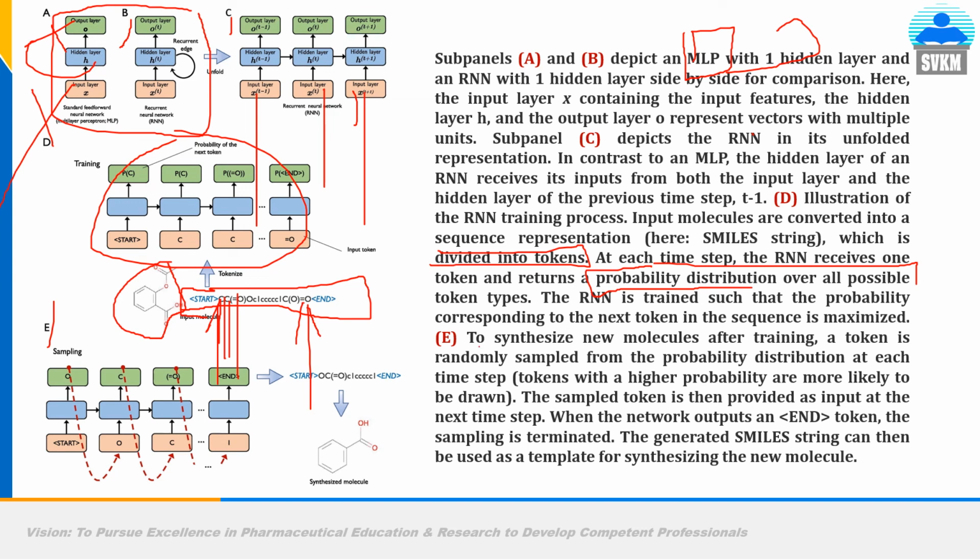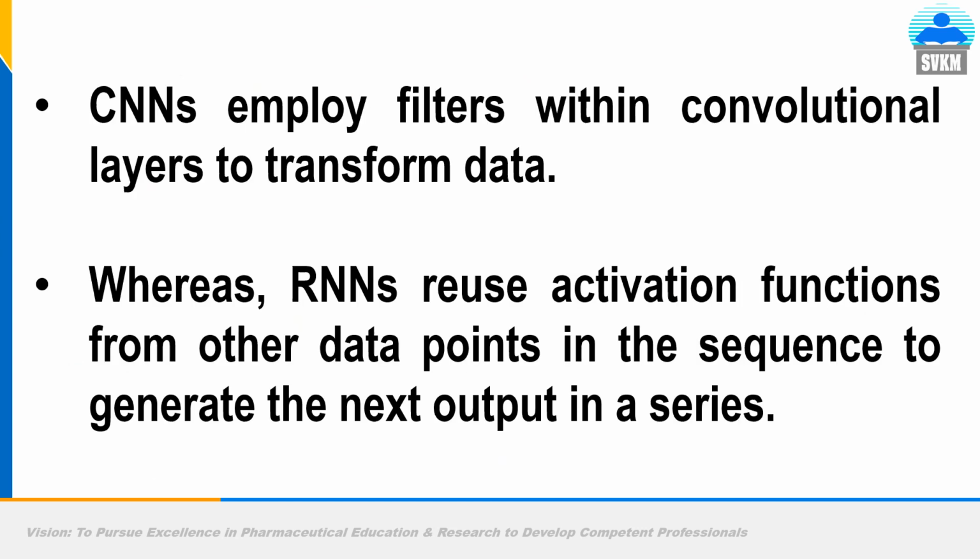Now E, to synthesize a new molecule after training, that is, to generate a new molecule from a trained RNN, a token is randomly sampled from the probability distribution. If you remember, we just finished that picking up of samples. A token is randomly sampled from the probability distribution at each time step. Tokens with a higher probability are more likely to be drawn. The sampled token is then provided as input at the next time step. When the network outputs an end token, the sampling is terminated. The generated SMILES string can then be used as a template for synthesizing the new molecule.